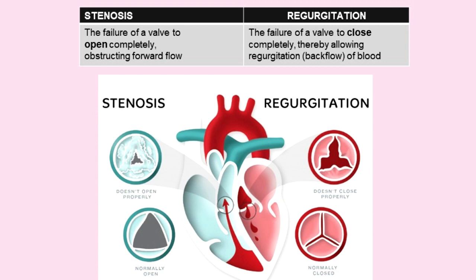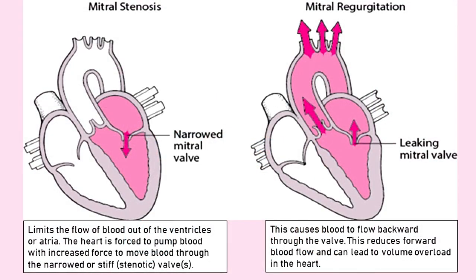For the case of stenosis, for example mitral stenosis featured here, it limits the flow of blood out of the ventricles or atria. The heart is forced to pump blood with increased force to move blood through the narrowed or stiff, that is stenotic, valve. Meanwhile, regurgitation causes blood to flow backward through the valve, hence reducing forward flow and can lead to volume overload in the heart.